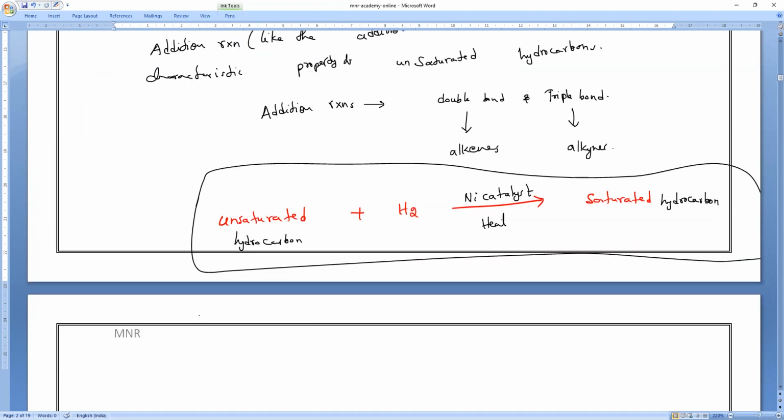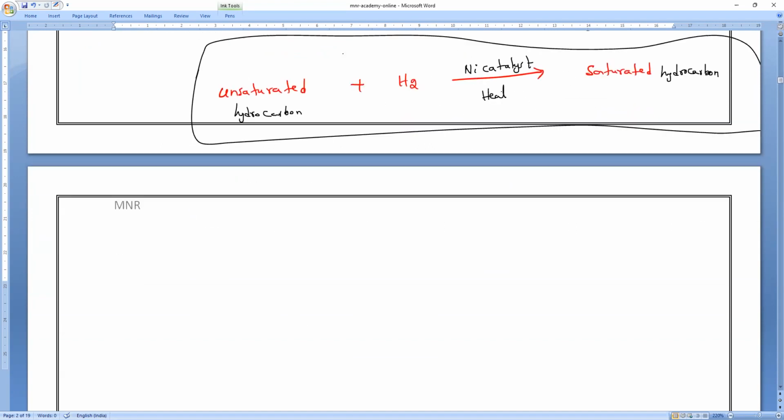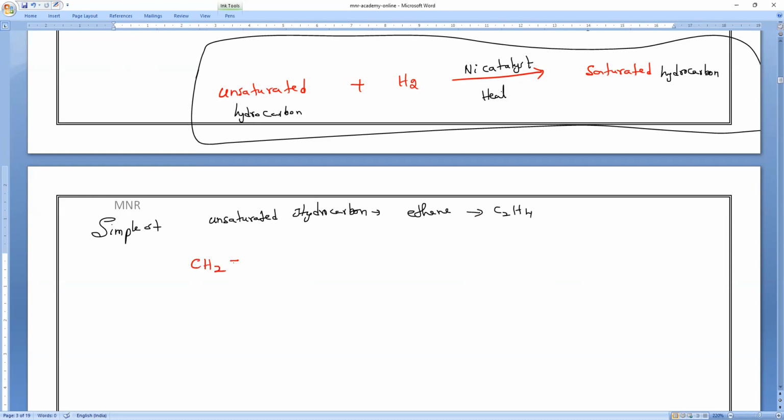Now, let me take the simplest unsaturated hydrocarbon. What is the simplest unsaturated hydrocarbon, everybody? Ethene. What is the formula? C2H4. In condensed formula, CH2 double bond CH2. Am I right? So this is what we call ethene.